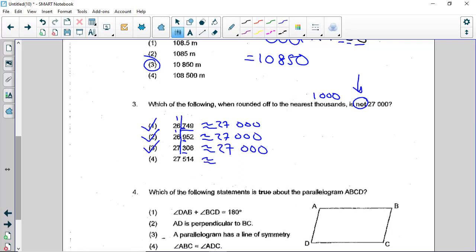All right, the last one. You draw a line, look at the digit nearest the line. Is it 5 or bigger? Yes, the digit 5 is 5 or bigger, so you add 1 on the next digit. That's how you get 28,000, and that is what we want. So this number, when you round off to the nearest thousand, is not 27,000. So the answer is number 4. Question number 4.